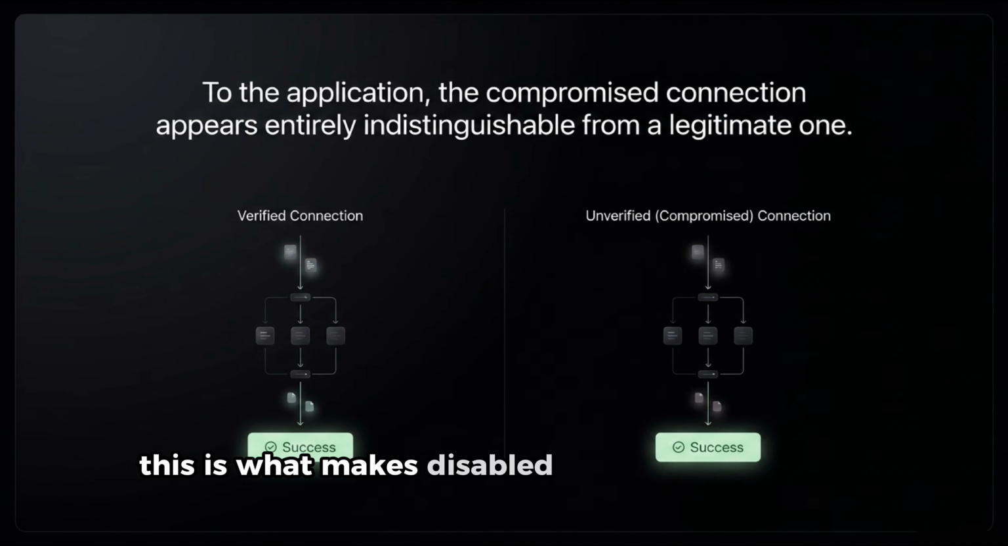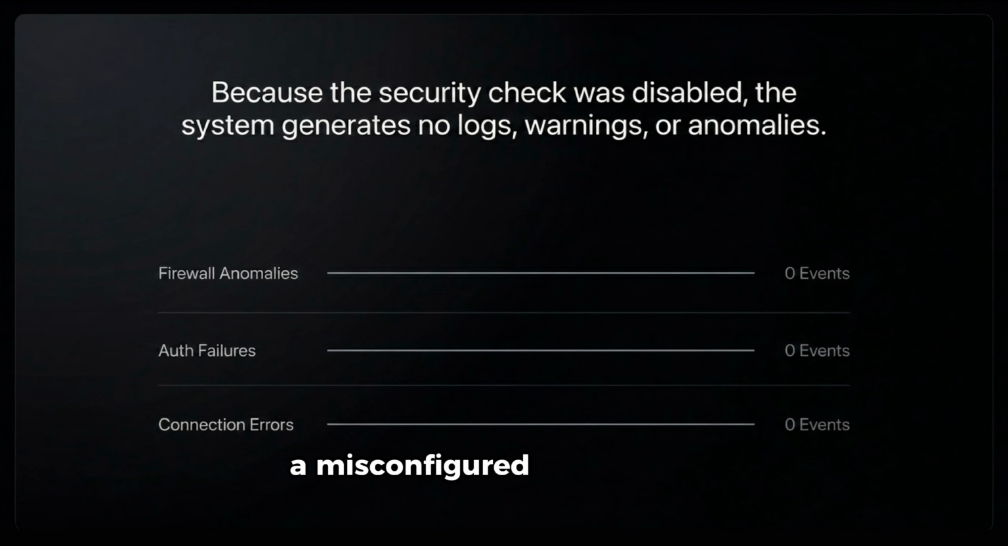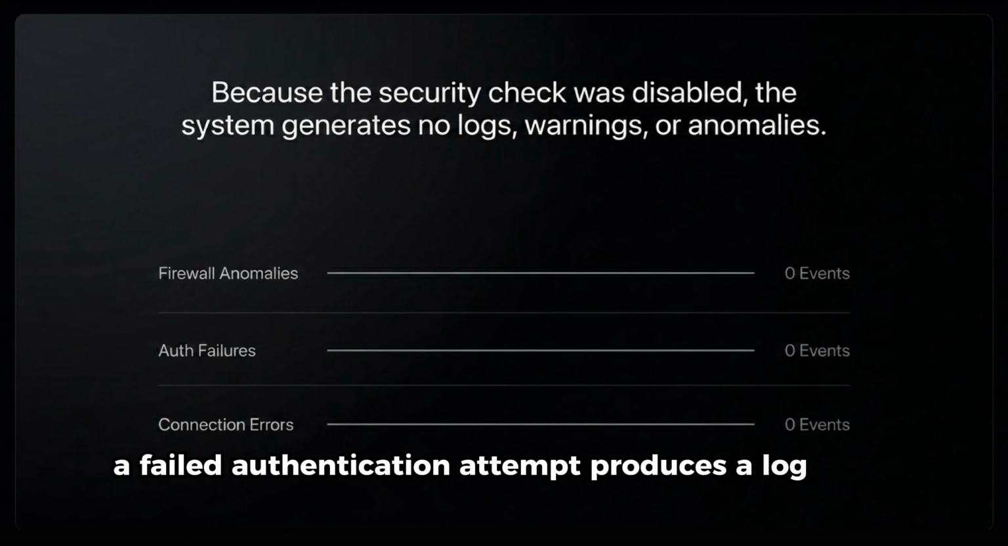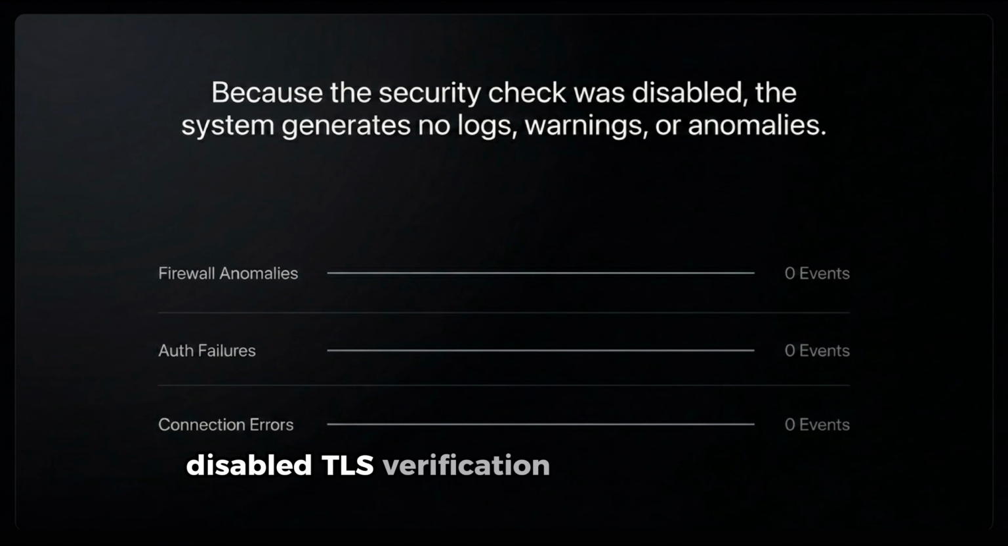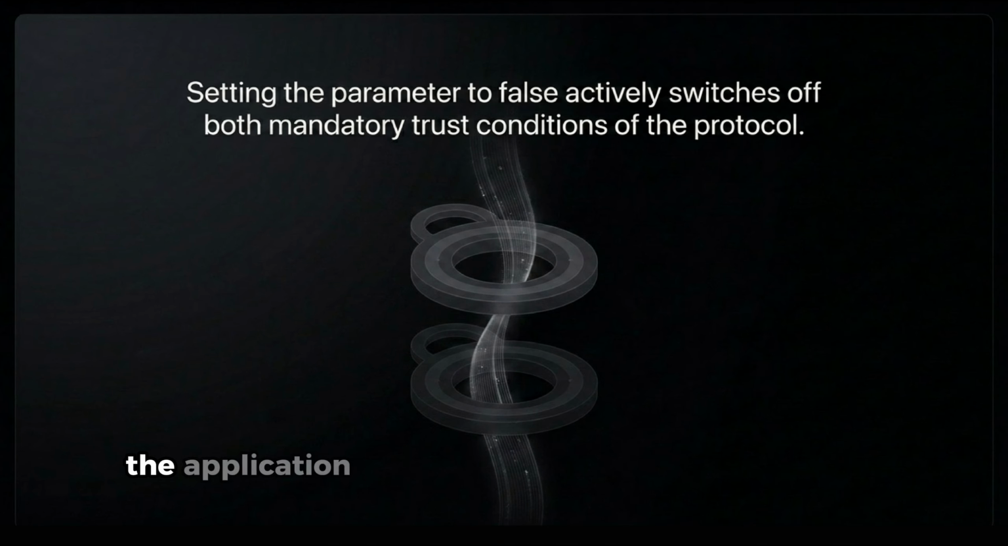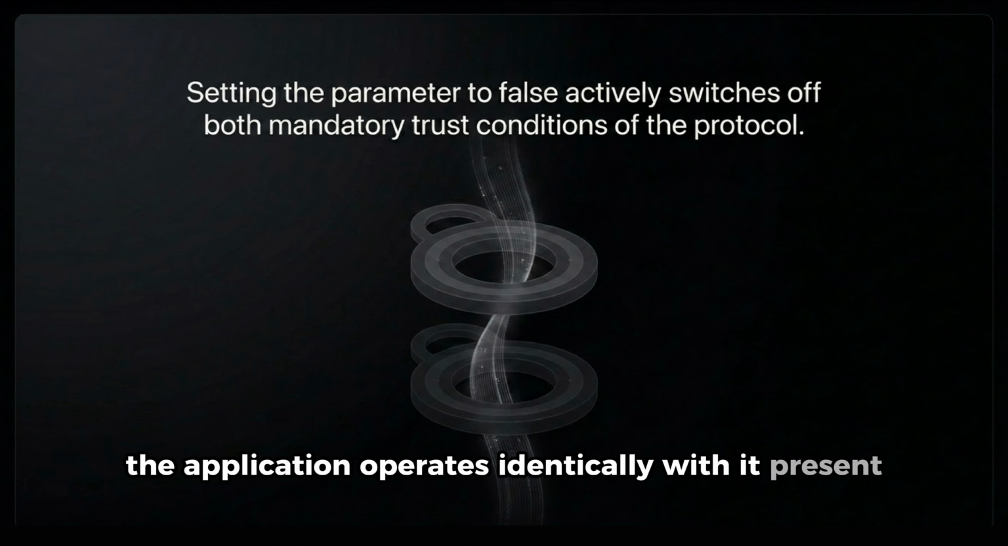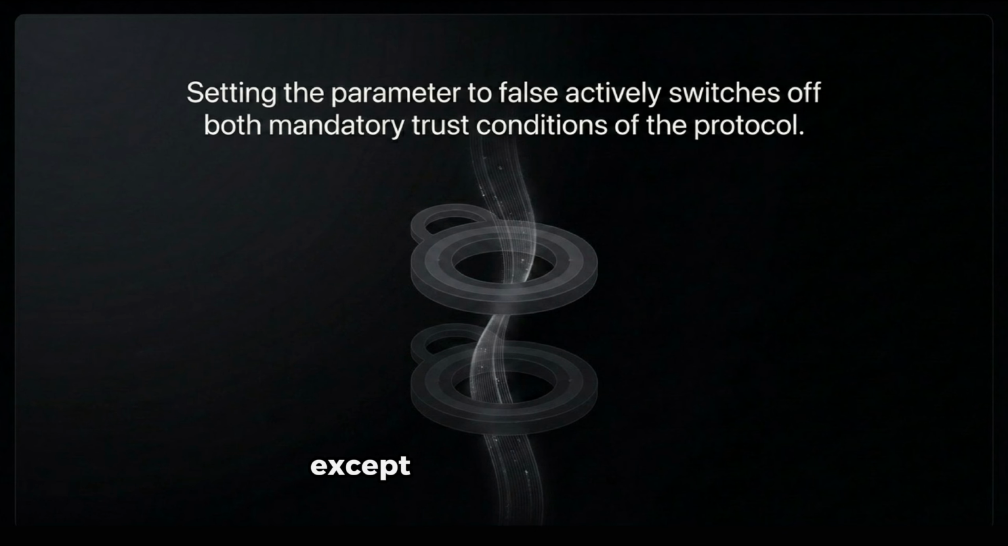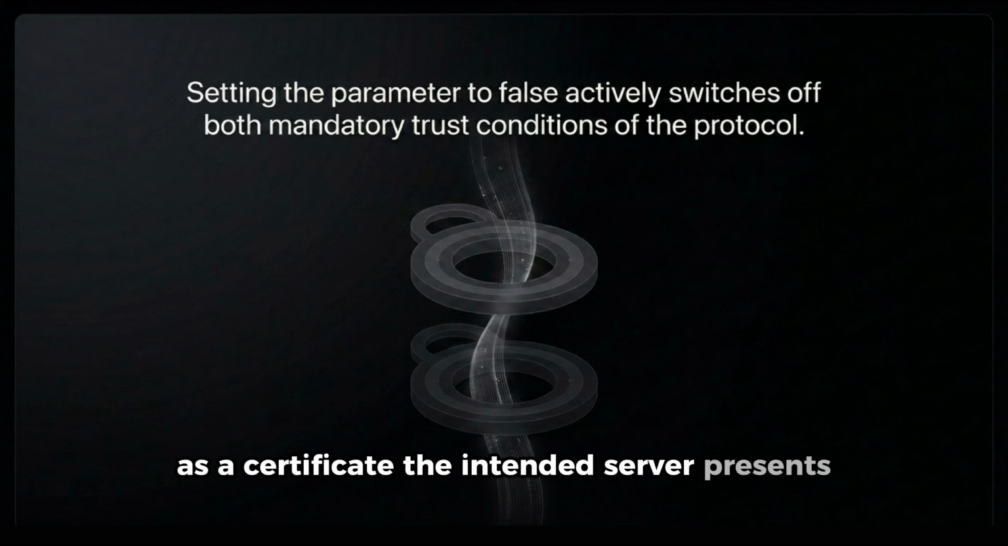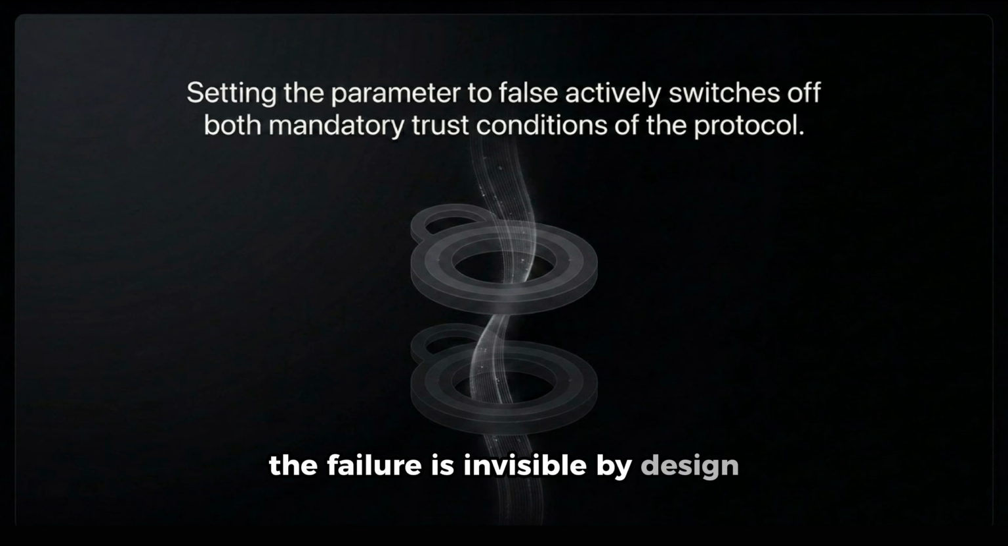This is what makes disabled verification different from most security failures. A misconfigured firewall rule generates anomalous traffic. An expired certificate causes connection errors. A failed authentication attempt produces a log entry. Disabled TLS verification produces nothing. The application operates identically with it present and with it absent, except that with it absent, a certificate the attacker controls is as acceptable as a certificate the intended server presents. The failure is invisible by design.